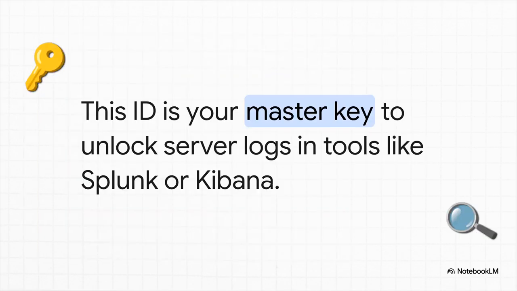And why is that flight recorder so critical? Because that ID, it's your master key. It's the one piece of information you can grab from your failed test, drop into a logging tool like Splunk or Kibana, and instantly unlock the entire story. Every log, every event for that one specific failed transaction is suddenly right there at your fingertips.